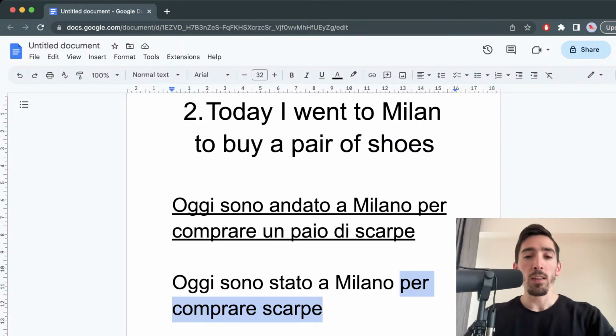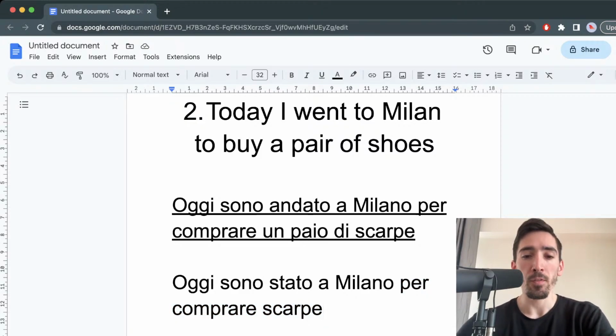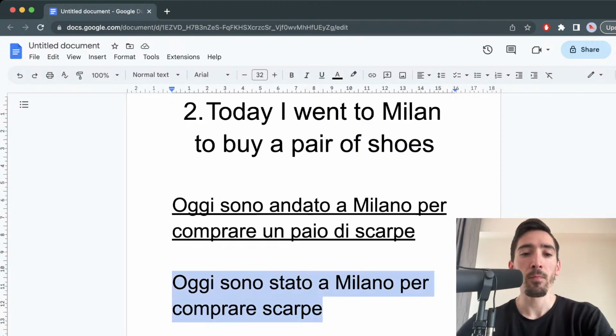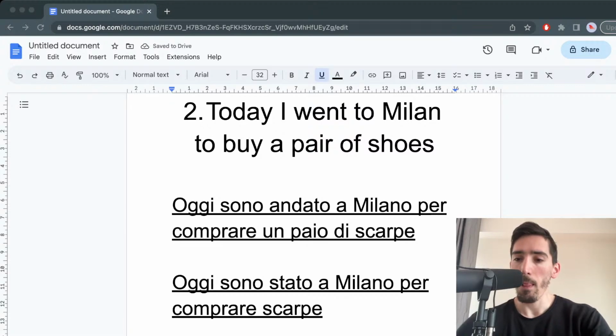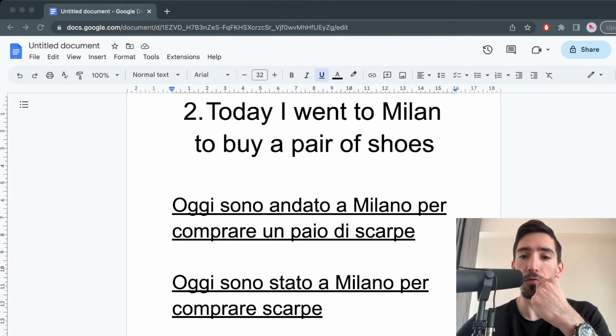But anyways, these are just subtleties. So, oggi sono stato a Milano per comprare scarpe. Also correct, but different. I don't know the word for pair. Can I leave out pair and just say comprare scarpe? Of course. Buy shoes. To buy shoes.